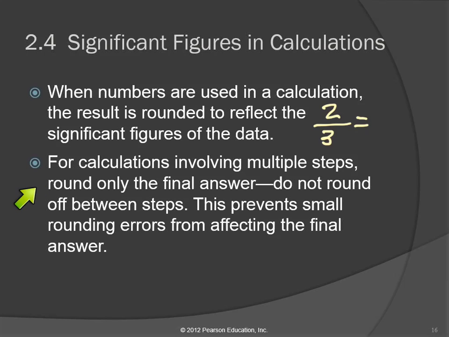Sometimes we have calculations involving multiple steps. We need to divide this by something, and we take that result, and we add something else to it, and then we do something else to it. And what's important is that we only round the final answer. So we're going to carry those extra significant figures. We're not going to round off at each individual step. Because if we round off at every single step, you're going to introduce error into your result.